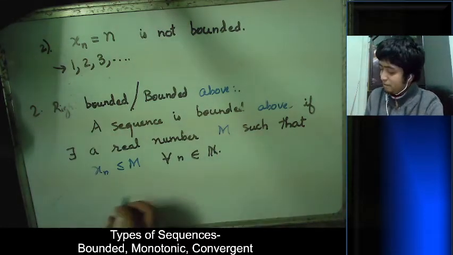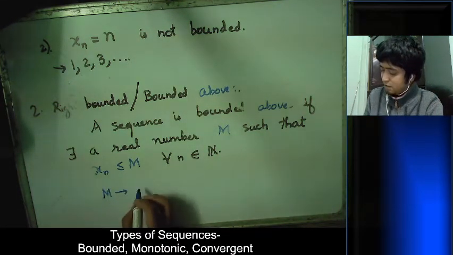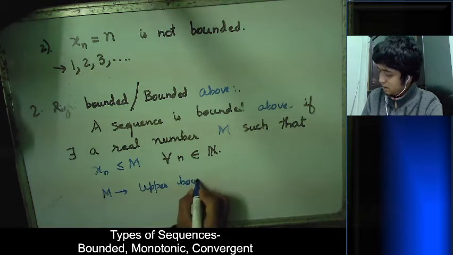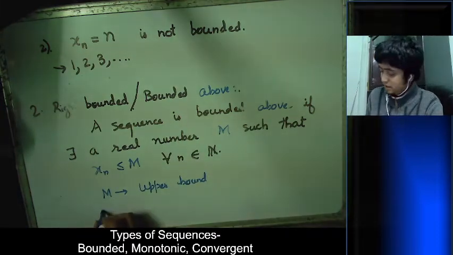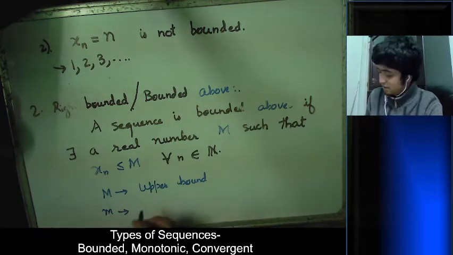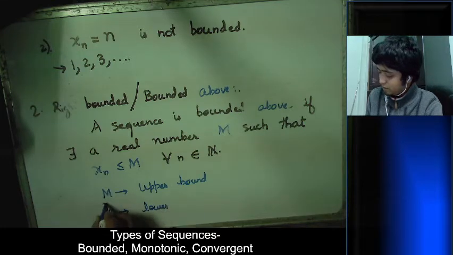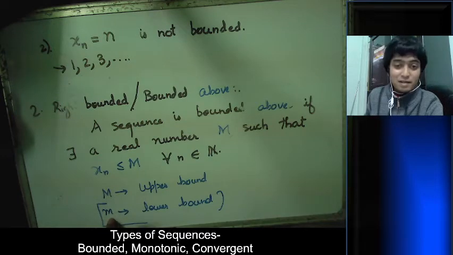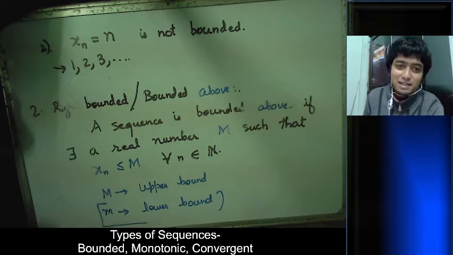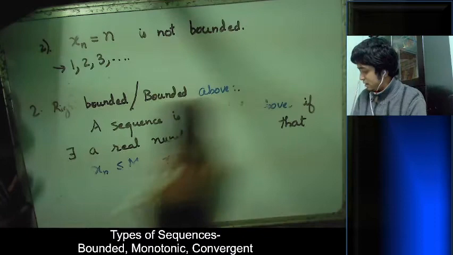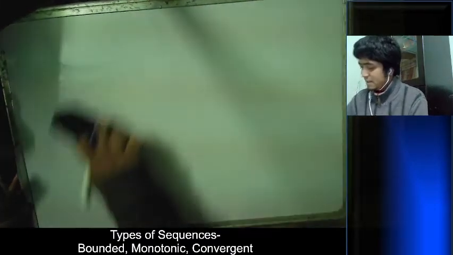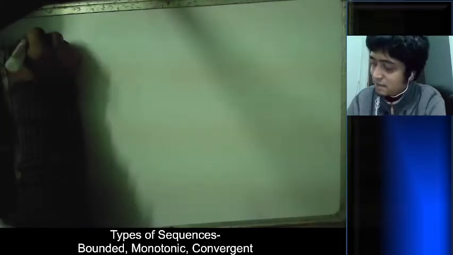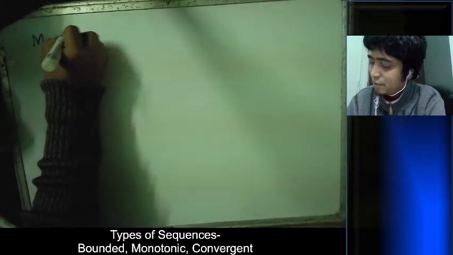Actually over here M is called the upper bound, and that small m before is called the lower bound. I forgot to mention, small m is the lower bound, and capital M is the upper bound. So with that being said, let us just go ahead with the next one, that is monotonic sequence. We will do some more examples later on.